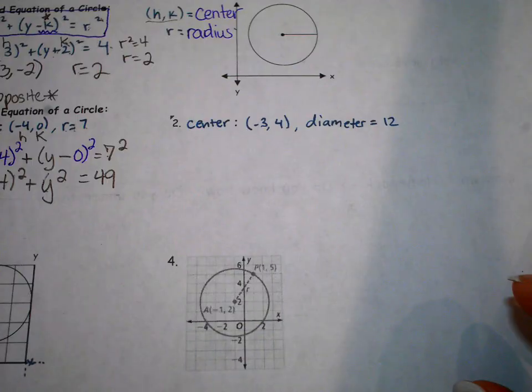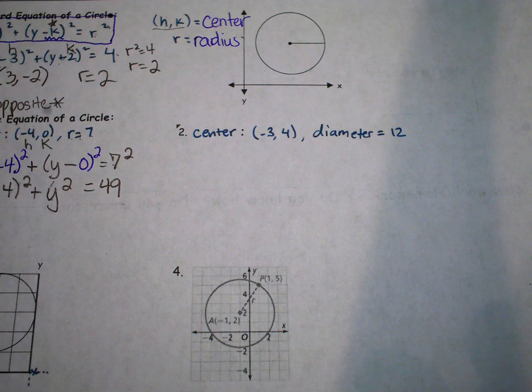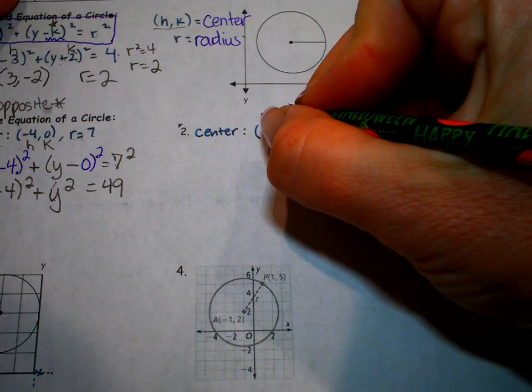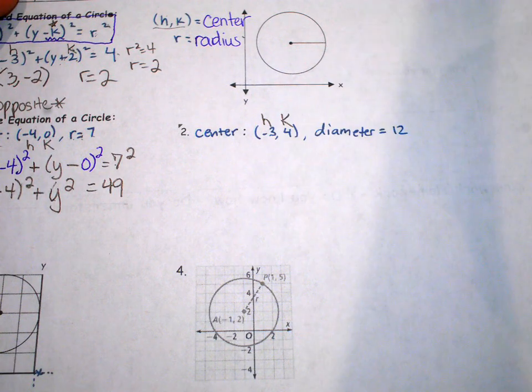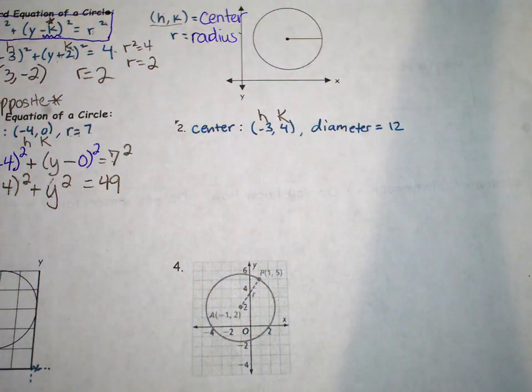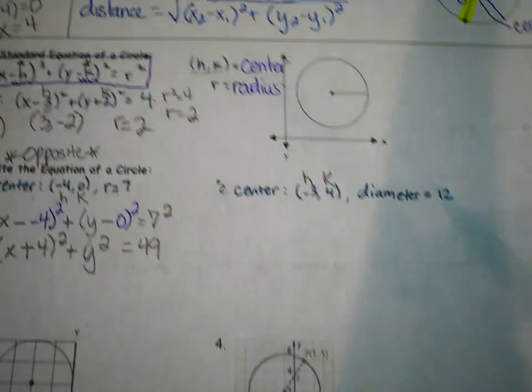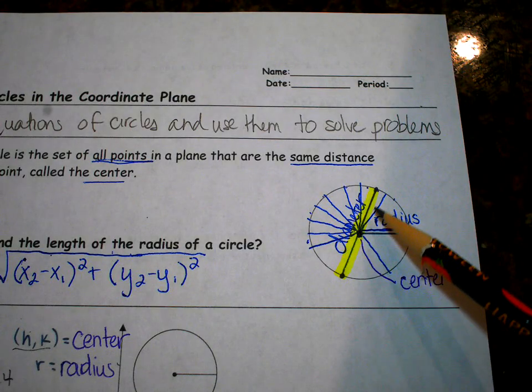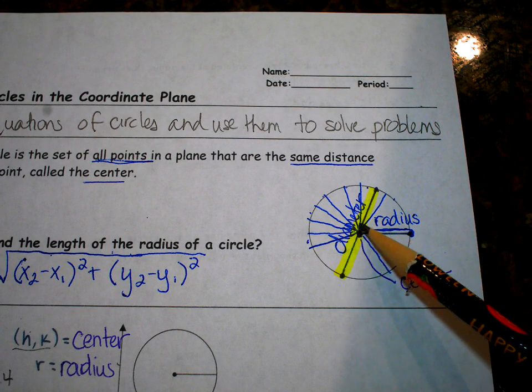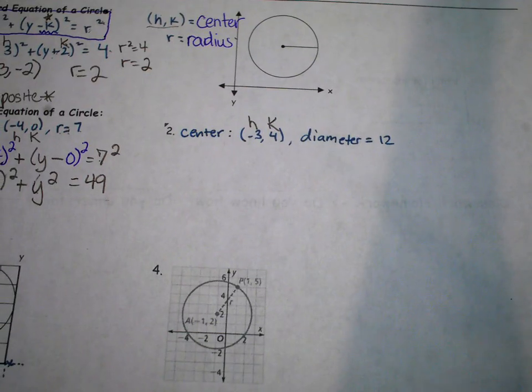So now let's go to number 2. My center is at -3, 4. That's my h and my k. My diameter is 12. If my diameter is 12 and the diameter goes all the way across, my radius is half of that, correct? Half of 12.